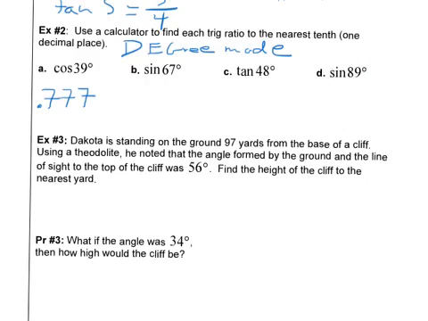And you might want to pause the video because I'm going to throw the answers up. Okay, here's what I got. For sine 67, I got 0.921. For tangent 48, I got 0.11, and then I rounded the third one. And for sine 89, I actually got 0.9998.